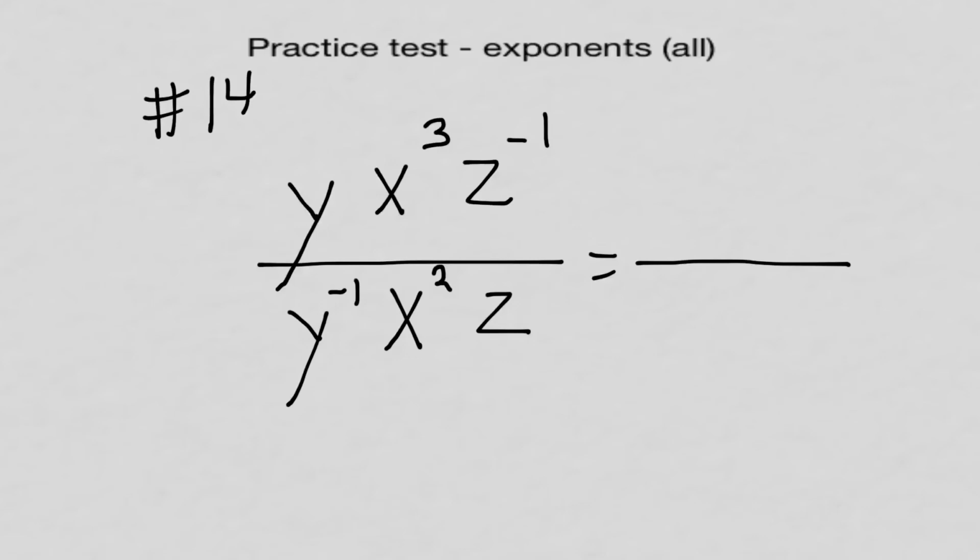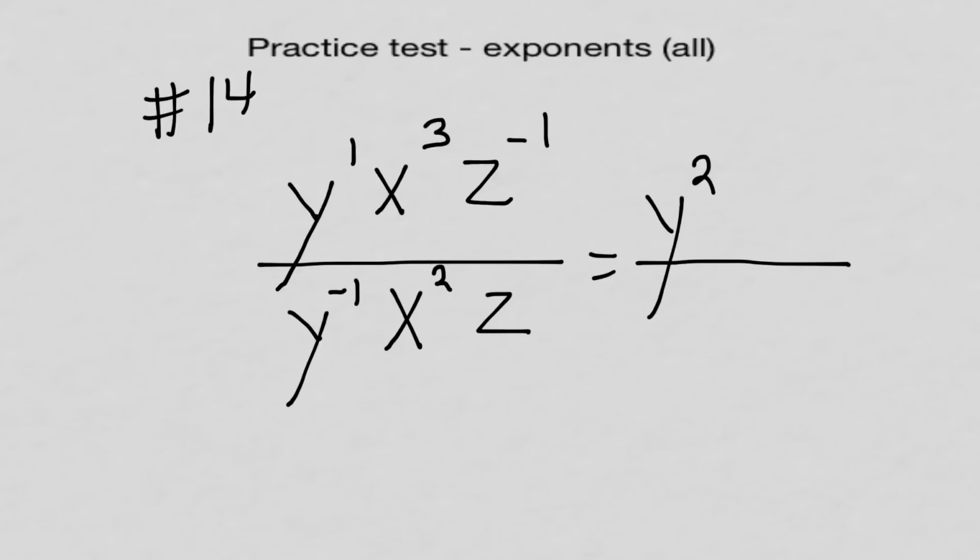So on top, let's take care of the y's. I've got y to the first over y to the negative first. So that's going to be 1 minus negative 1. So that's going to be y squared. If you don't understand that, think about that before you move on. I've got 1 minus negative 1. So that's going to be 1 plus 1, which is going to be 2.